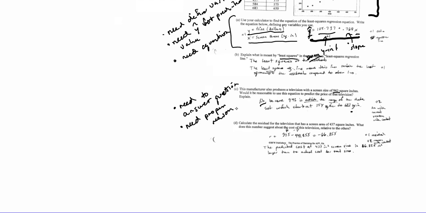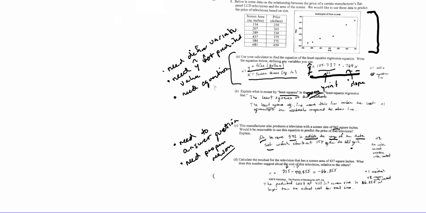And the proper reason in this case is that no, because 943 is outside the range of the data set. Outside the range of the data set. And you can see the data set goes from 154 all the way up to 683 for screen area. And this right here is 943, which is outside of that screen area data set values for our explanatory variable. Okay, and so that would be what you're looking for there. So that will probably be a question that you will see on a test as well.